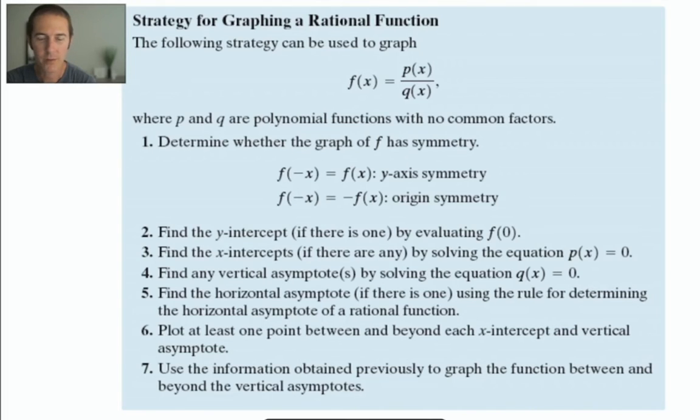Number 2 tells us to find the y-intercept if there is one. Maybe you've got an asymptote on the y-axis, in which case there's no y-intercept, but maybe there is one. You can find it by plugging 0 in for x.